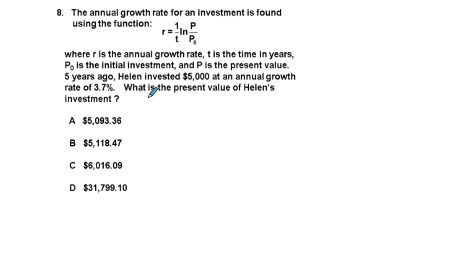This is our Precalculus Fall 2019 ACP preview, problem 8. We have the annual growth rate for an investment, found as a function R equal to ln, which is natural log, of P over P sub 0. In the paragraph below, we get what all these items are, with the exception of P, the present value. And so we're trying to find out what this is. And we're given everything else in here.